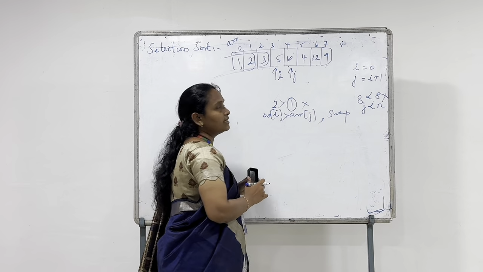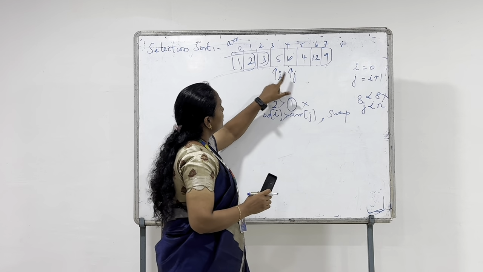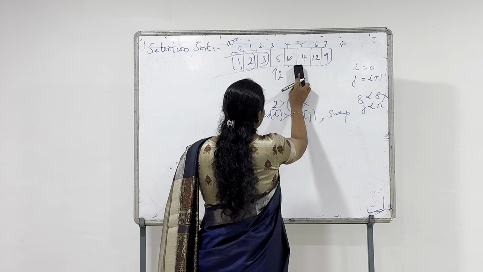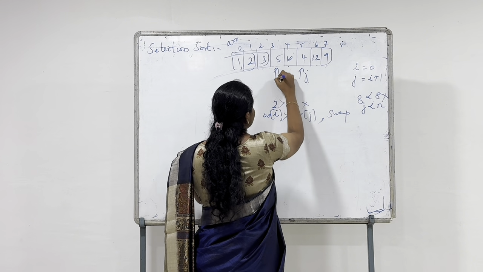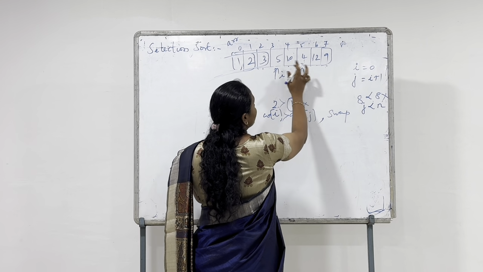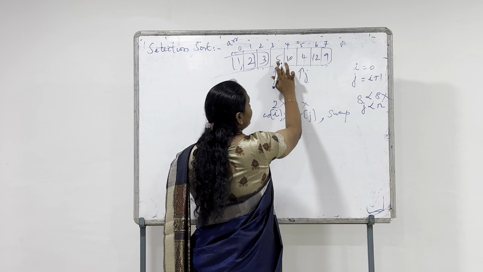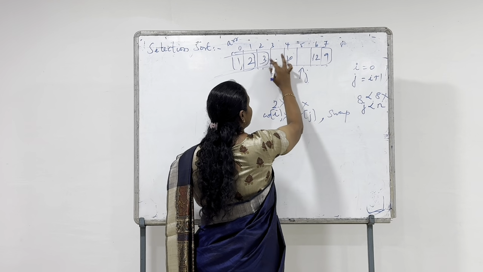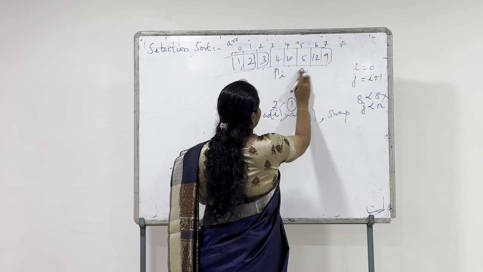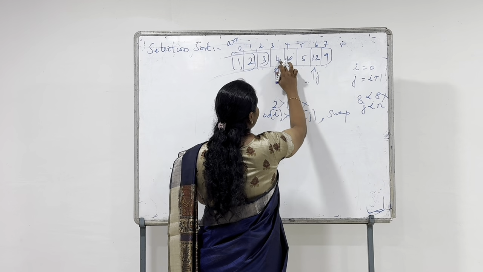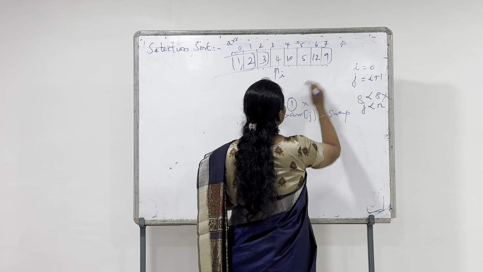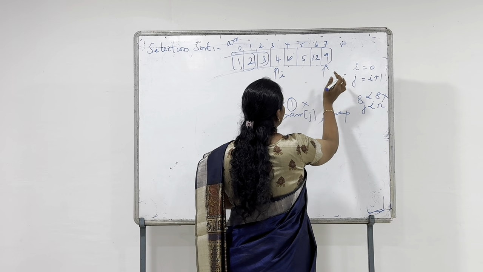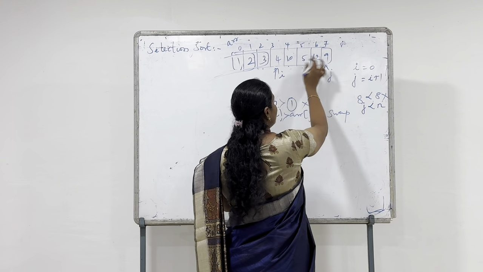So 5 is lesser than 10. Now it is right. Now increment j. Okay, I is here. Compare 5 and 4. 5 is greater than 4, so swap. Now increment j, compare these two values. 4 is less than 12, no change. 4 and 9, compare these two values, no change.